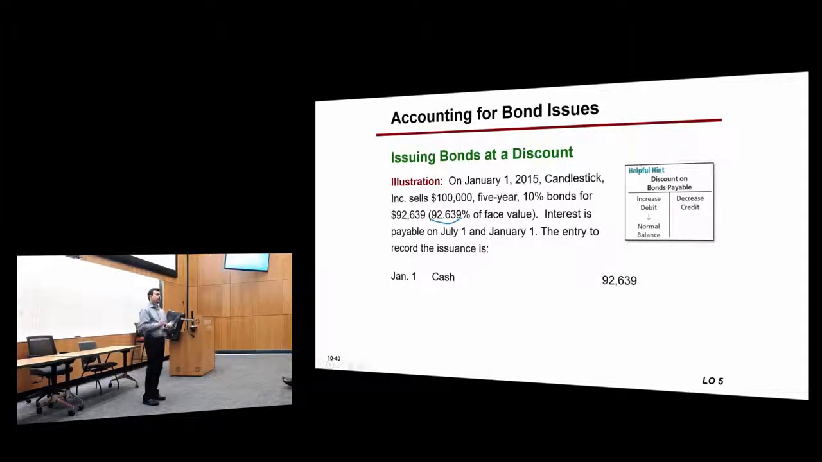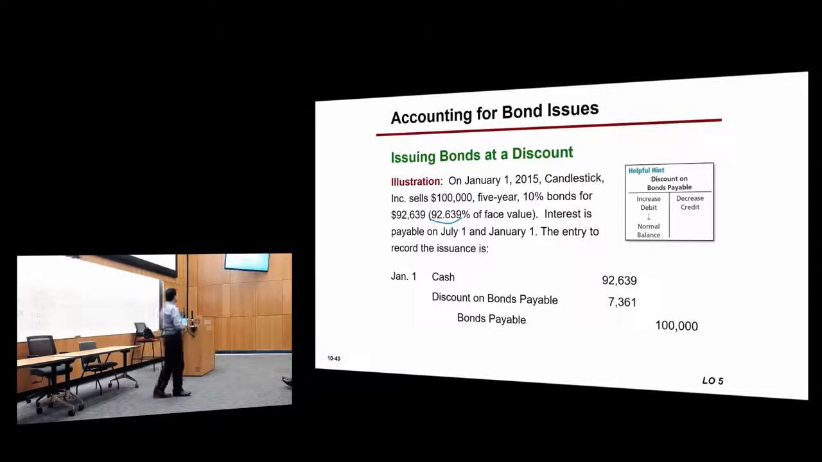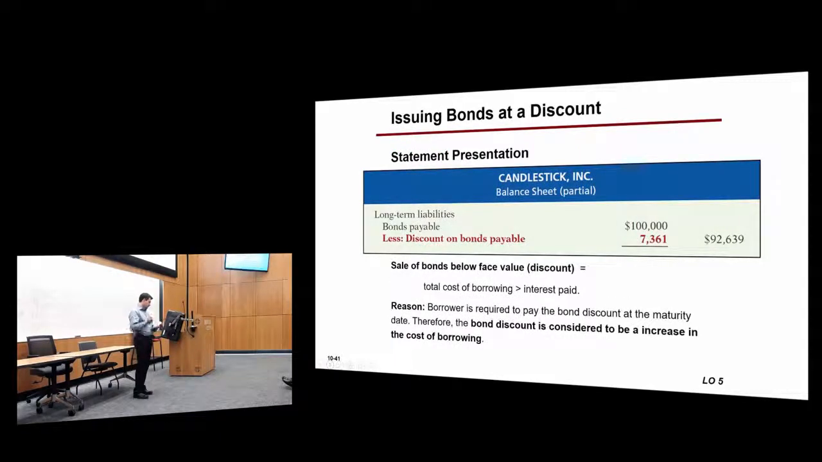What about the difference between the two? It will be reported as discount on bonds payable. That's a contra account. So the company will debit discounts on bonds payable and credit bonds payable 100,000. Okay? So in this case, this is the contra account that will be deducted or subtracted later on from bonds payable. So it will be bonds payable less discount on bonds payable. That will be the amount. Any questions? So this is how it will look like.